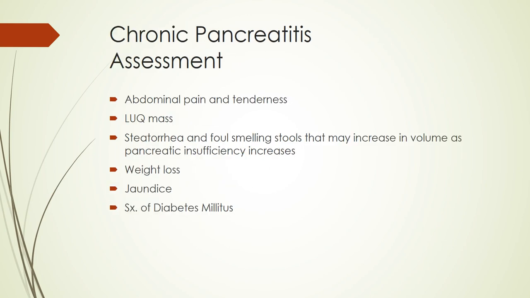Chronic pancreatitis assessment: you're going to have abdominal pain and tenderness, a left upper quadrant mass, steatorrhea, and foul-smelling stools that may increase in volume as pancreatic insufficiency increases. You're also going to have some weight loss, jaundice, and symptoms of diabetes mellitus. Again, the pancreas is where the insulin is made and released, and if you are having problems with it and it's not functioning the way it should, then you'll actually start to become diabetic.